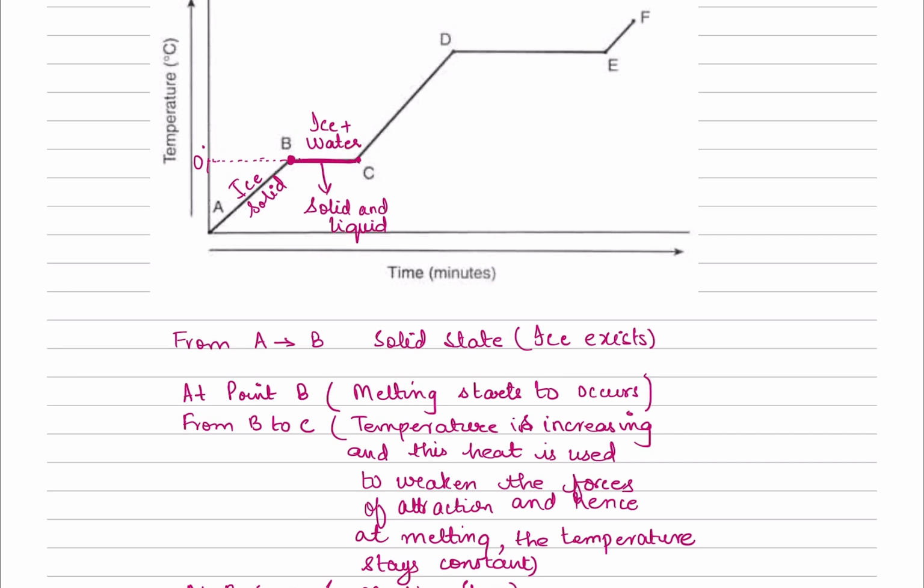And from C to D, it's just liquid, because again, the temperature of this liquid is rising. And hence it's safe to say that point D is the boiling point of water, because this liquid is just water over here. So at point D, this is 100 degrees Celsius, and this is the boiling point of water.